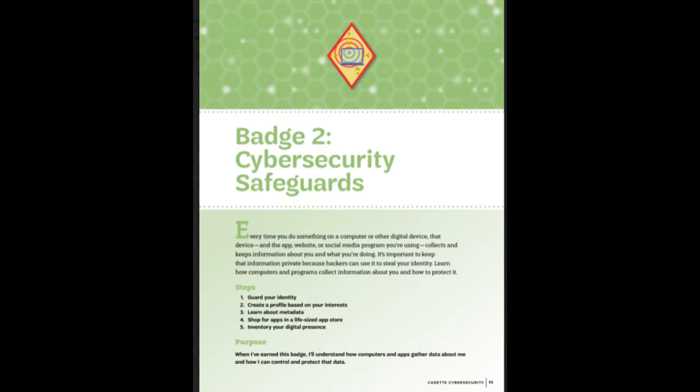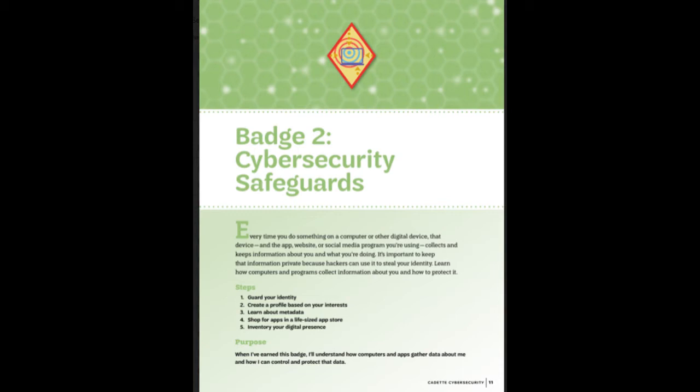Steps. Step 1. Guard your identity. Step 2. Create a profile based on your interests. Step 3. Learn about metadata. Step 4. Shop for apps in a life-sized app store. Step 5. Inventory your digital presence. Purpose. When I've earned this badge, I'll understand how computers and apps gather data about me and how I can control and protect that data.